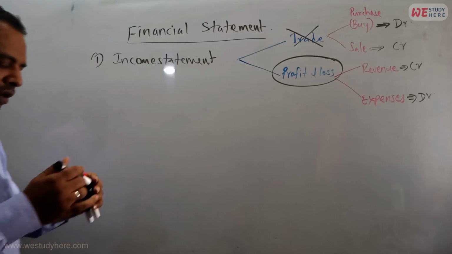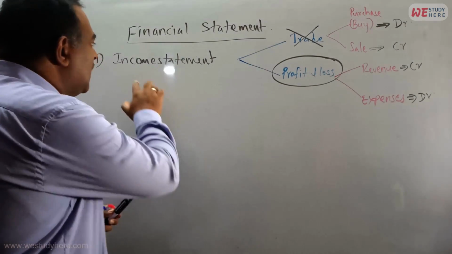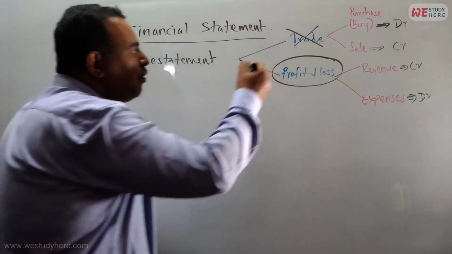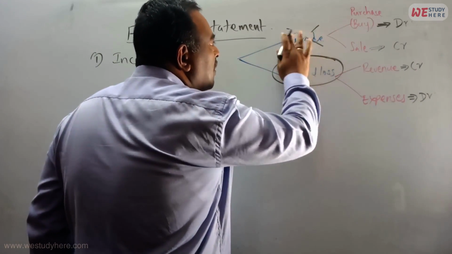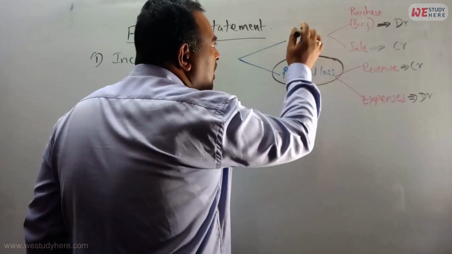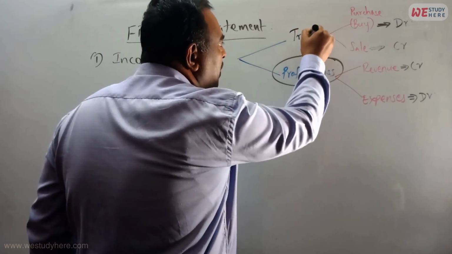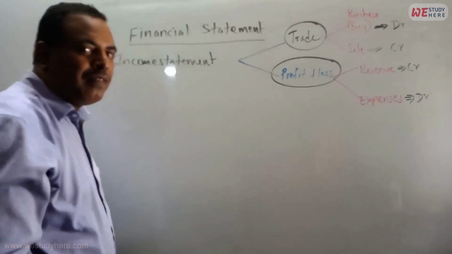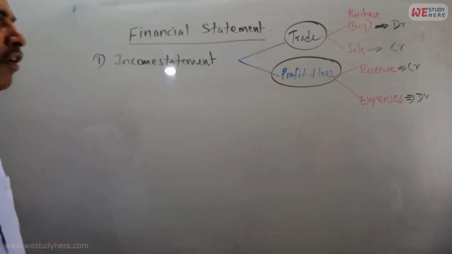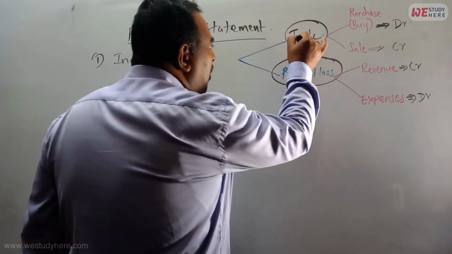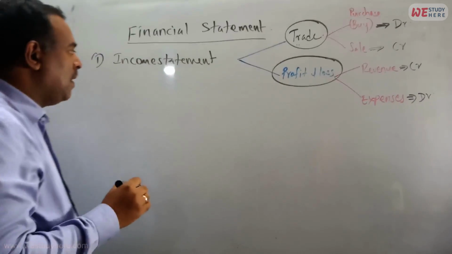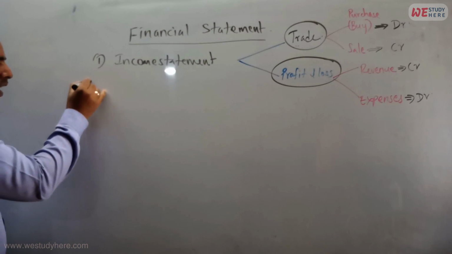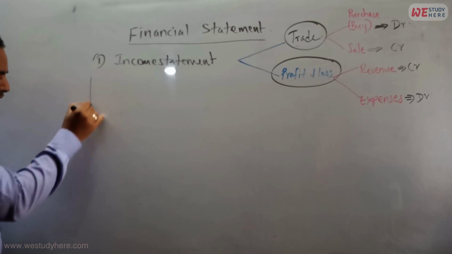Okay, now if you look at the income statement, we are going to look at the trade part only first now. You understood the difference between these two accounts, why we are preparing the trade account, and why we don't need to prepare the trade account, right? But now we are going to prepare the trade account under the income statement. When I prepare this one, I just make sure myself.